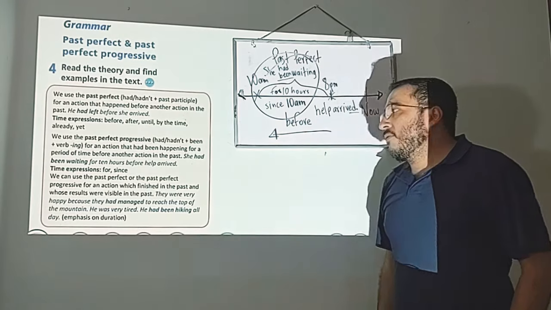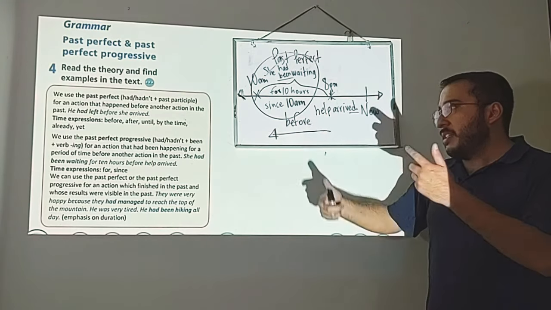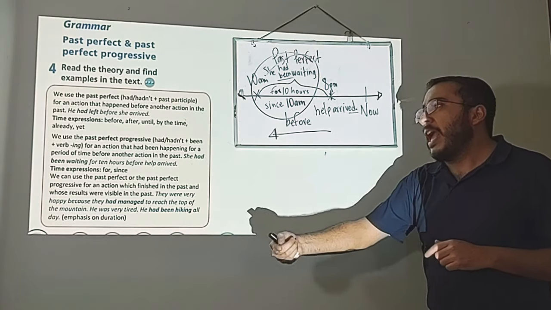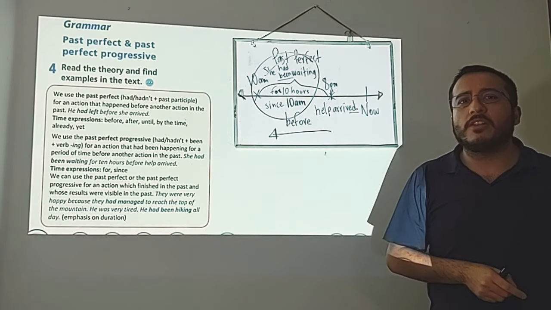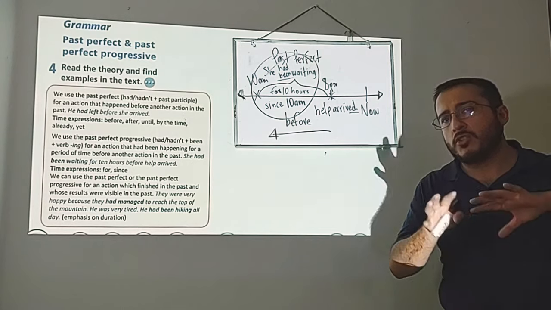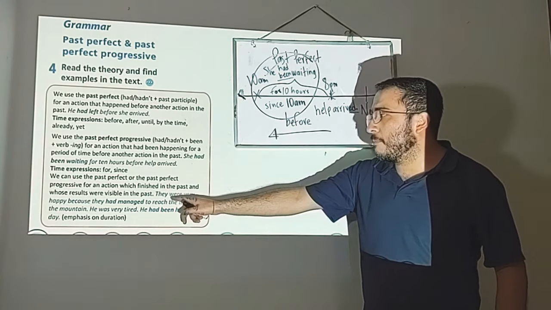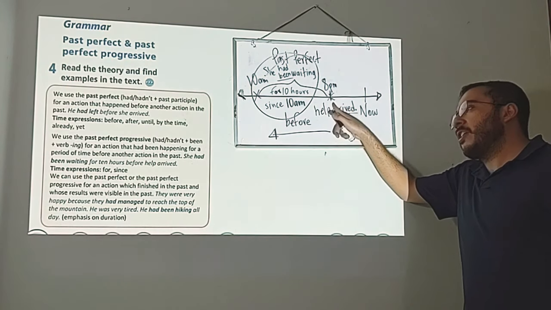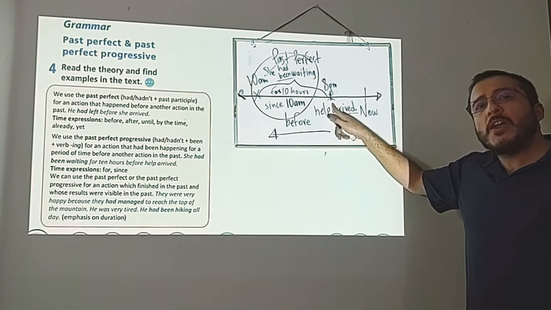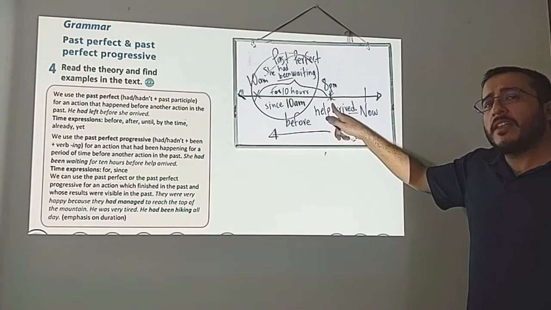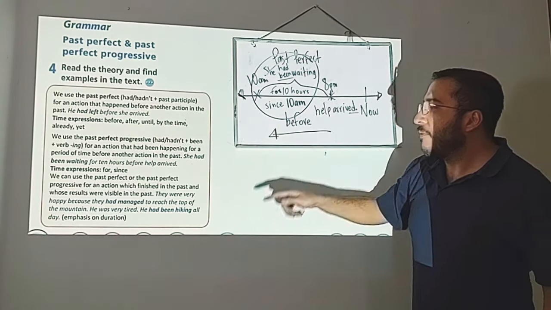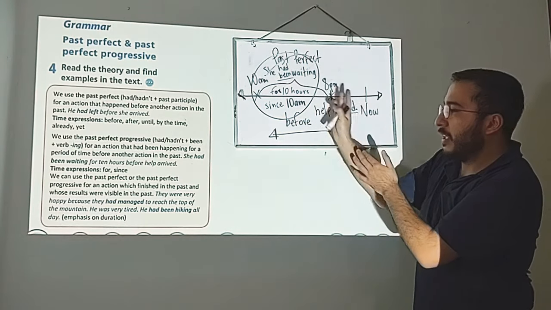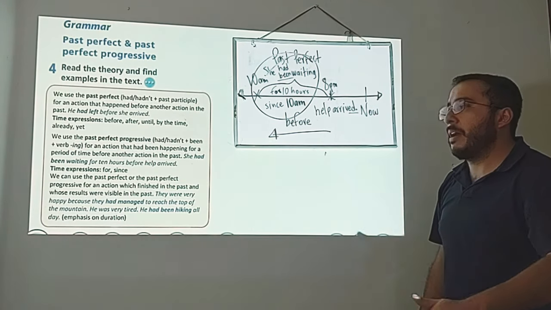We can use the past perfect or the past perfect progressive, both tenses, for an action, pay attention, for an action which finished in the past and whose results were visible also in the past. Remember, we're not talking in the present, we're talking in the past. Example, they were very happy. Imagine they were happy here. They were happy here. Why were they happy? That's the question. Why were they happy? They were happy because they had managed to reach the top of the mountain.